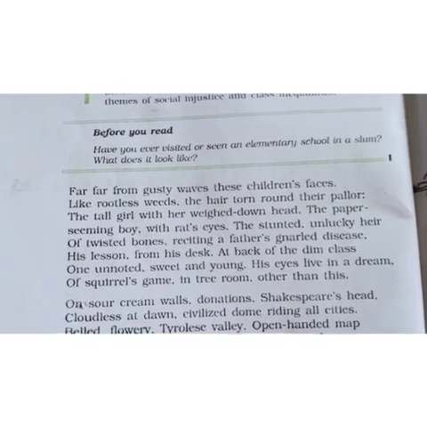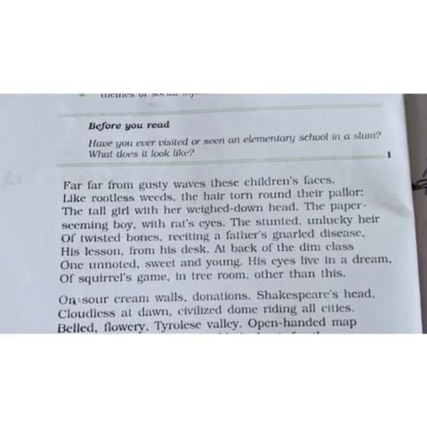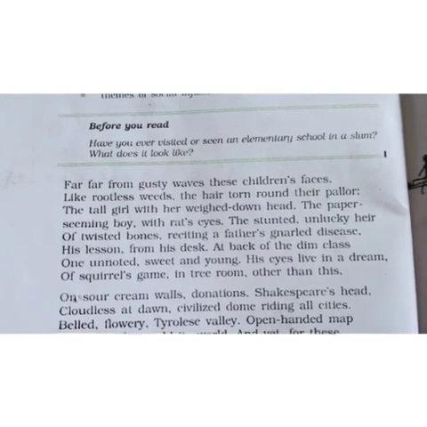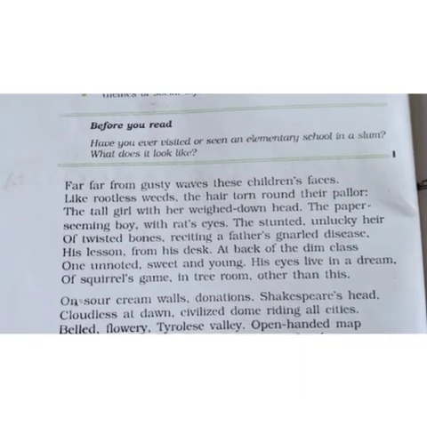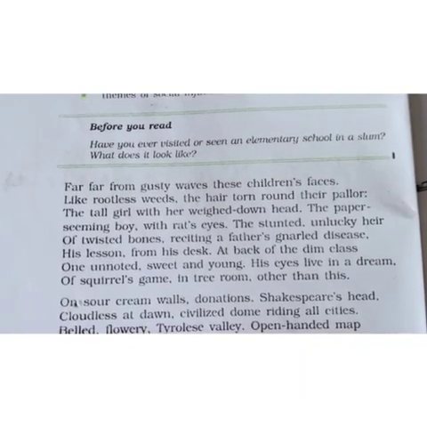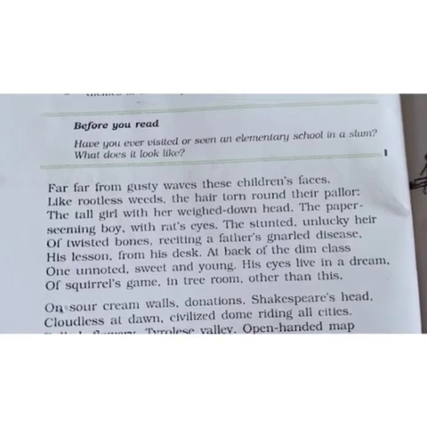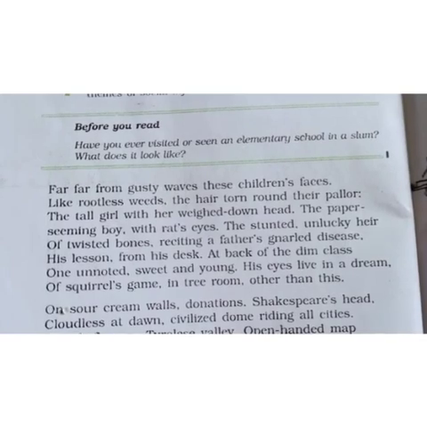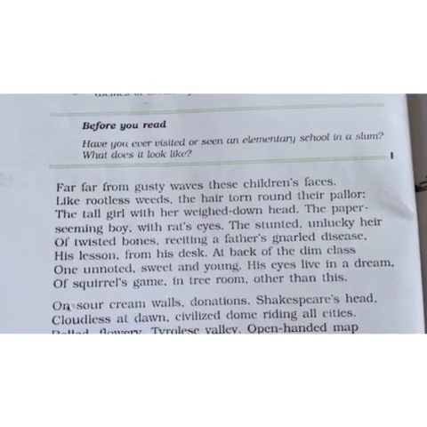The tall girl with her way down head. Now, here in these lines, the poet is describing the children who are sitting in the school classroom. First of all, the tall girl who is sitting in the classroom is bending her head down because she is tired and suffering from poverty and is not interested in the class. Another boy, the paper-seeming boy. Here the poet is comparing the boy with paper because the boy is as thin as paper. It is because he is malnourished and he is not getting proper food, and his eyes are like rats. Rat's eyes here refers to greedy eyes in search of food.